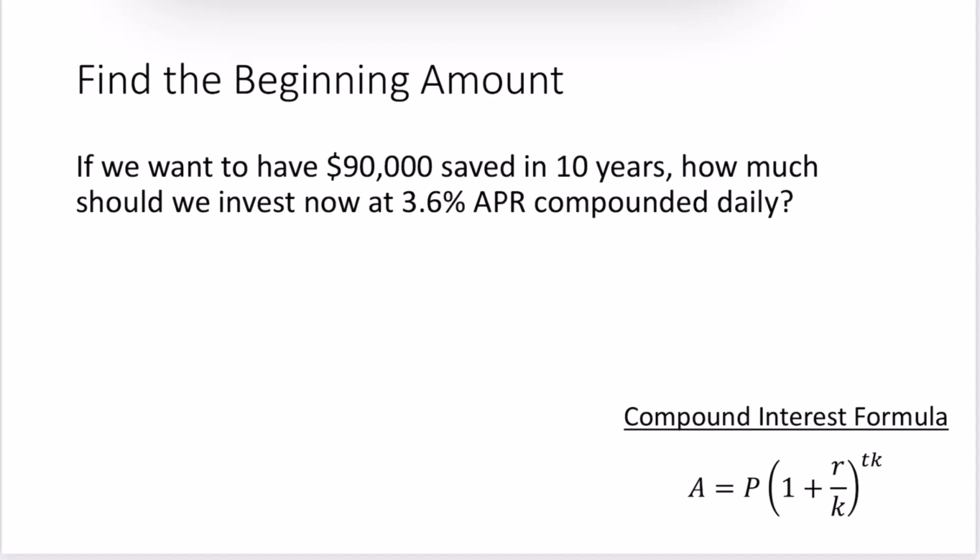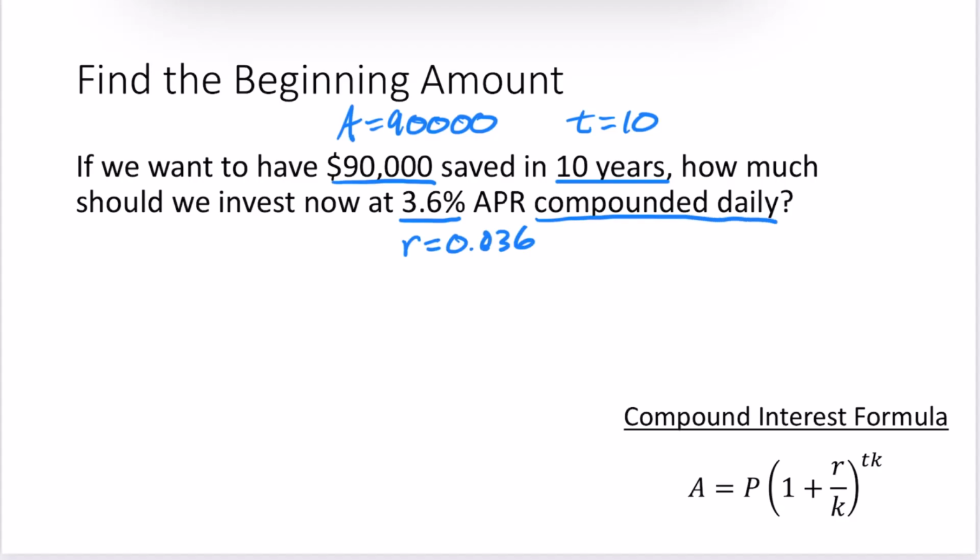Okay, so in this one, we want to have $90,000 saved in 10 years. So $90,000 is going to be our final amount, or A, and then 10 is going to be T, or the number of years. And the question says, how much should we invest now at 3.6 APR, so R equals 0.036. And because we're compounding it daily, that means that we're going to have K equal 365.